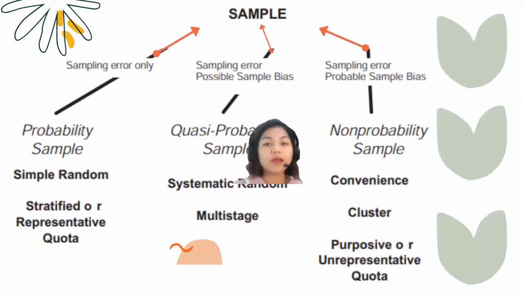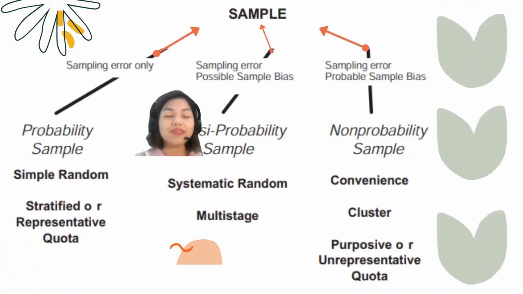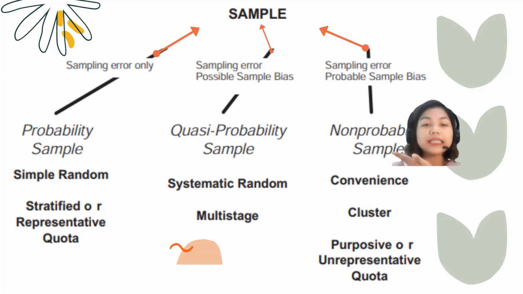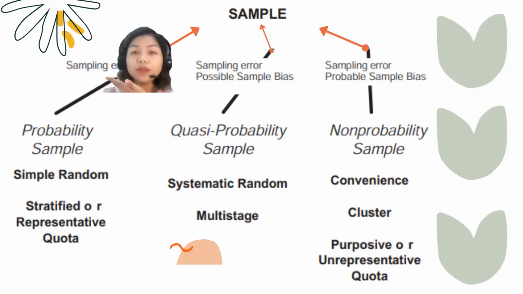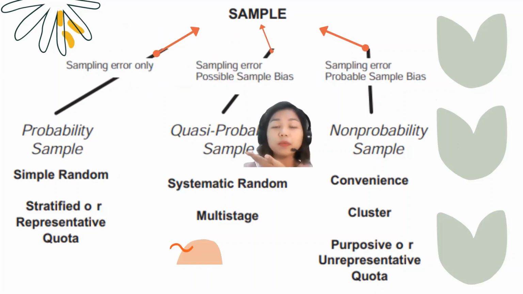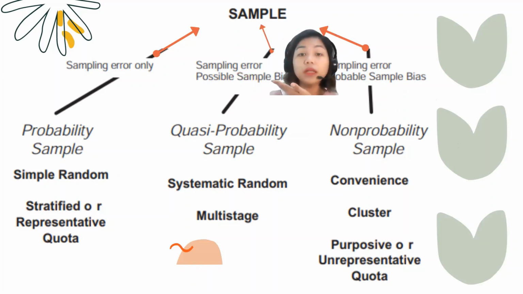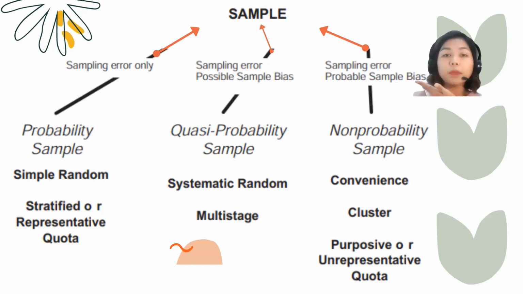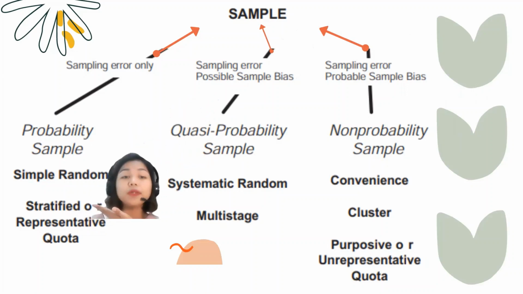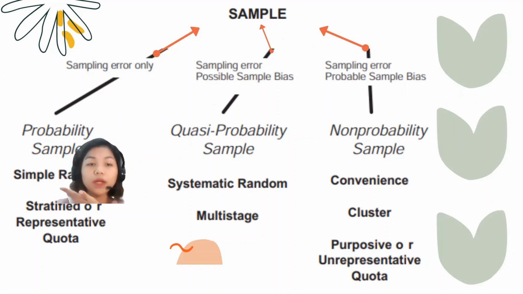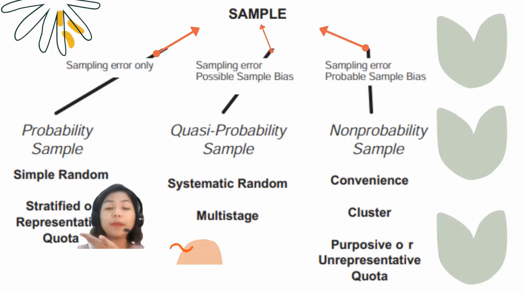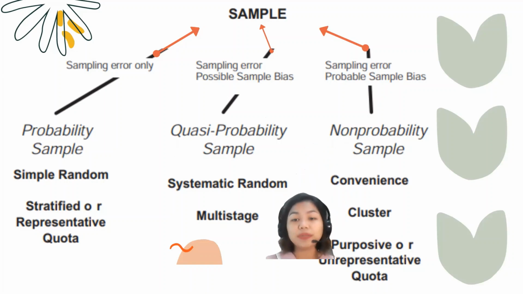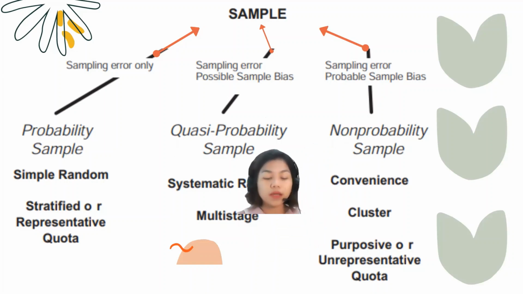And another thing, when we talk about sample, we could actually classify the sample as probability sample, quasi-probability sample, and non-probability sample. So when we talk about probability sampling, we need to consider the presence of a sampling error. For quasi-probability sample, of course, sampling error possible, sample bias as well. And for non-probability sample, there is a sampling error and a probable sample bias. So these are actually examples of the three classifications of a sample. Simple random sampling, stratified or representative quota. We also have systematic random and multistage for quasi-probability sample, and convenience, cluster, purposive, and representative quota for non-probability sample.